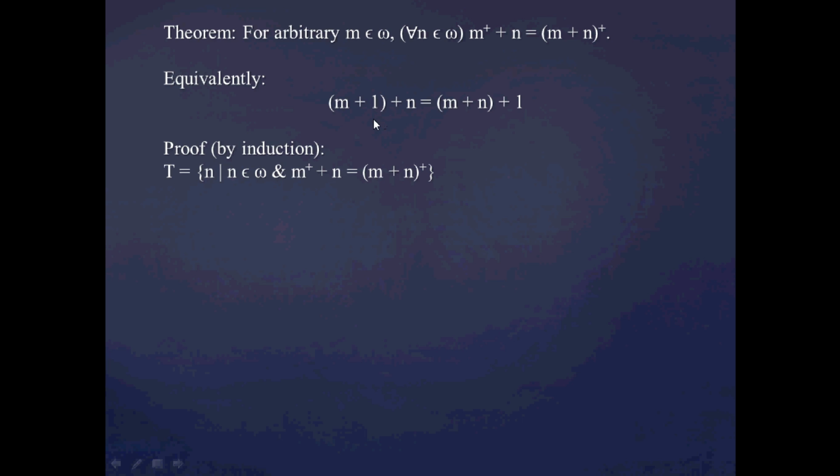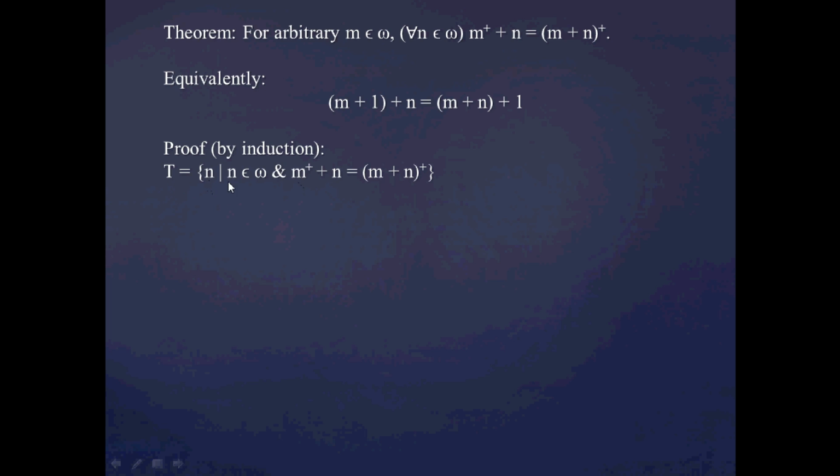And it seems intuitive, because the equivalent statement is as follows. The successor of m, which is m plus 1, added to n, is equal to m plus n, and then take the successor. So we know that intuitively, yeah, this thing is going to be true. But let's give a proof. And again, we're going to do this by induction. So we're going to take m as a fixed number in omega. It's going to be some arbitrary number in omega, and we're going to induct over n.